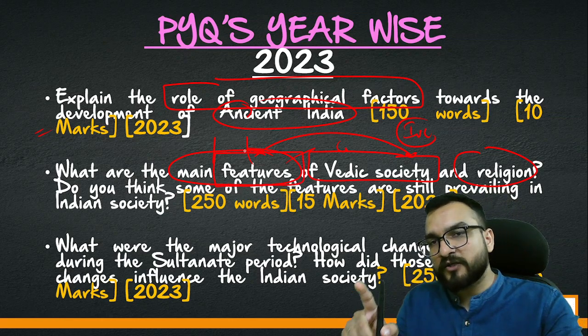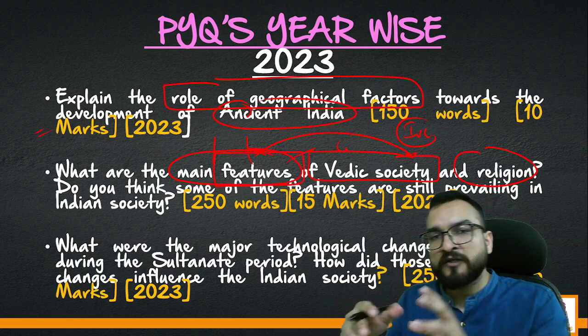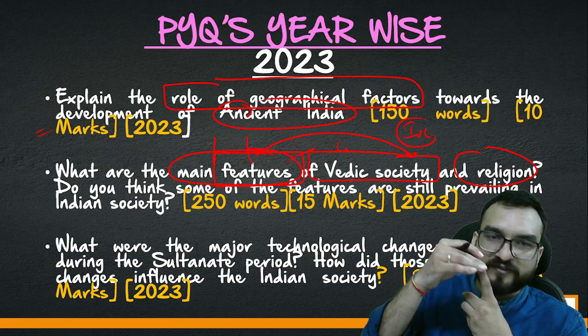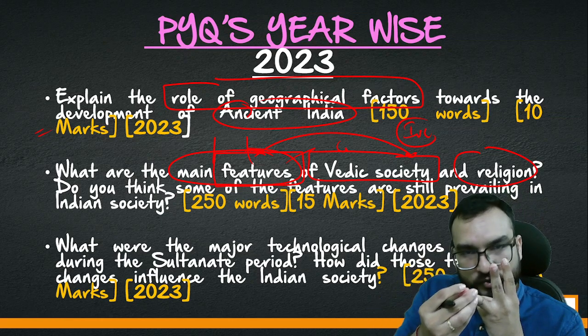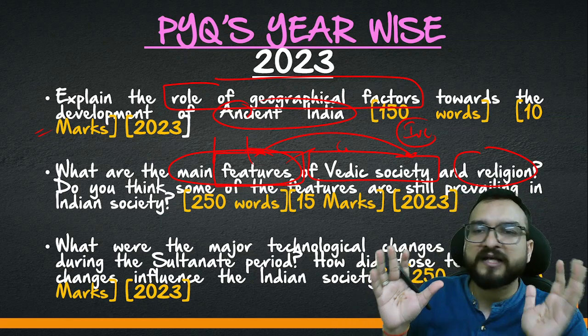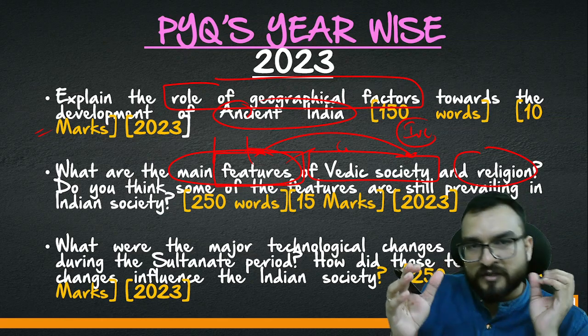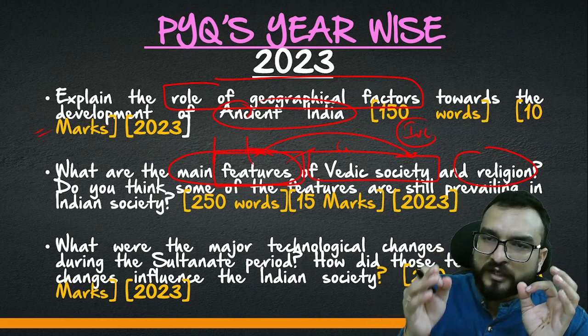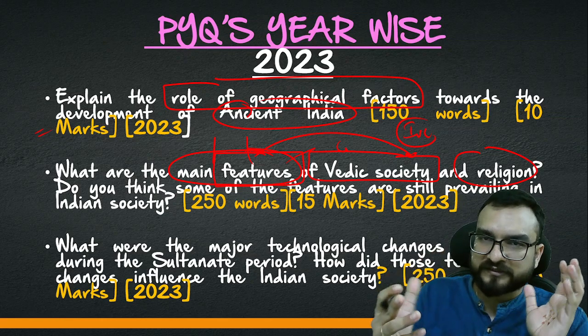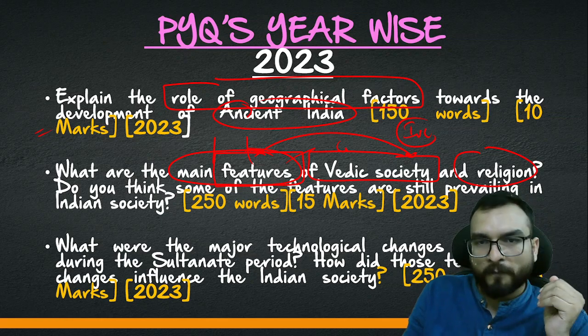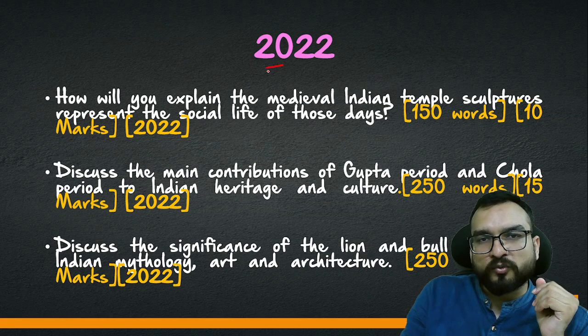In art and culture, from the Mains perspective, you need only three things, guys: features, significance, and contribution. I'll be telling you also very broadly. I'll be classifying it. Be with me 100% and you will understand this subject in a very unique way, guys.